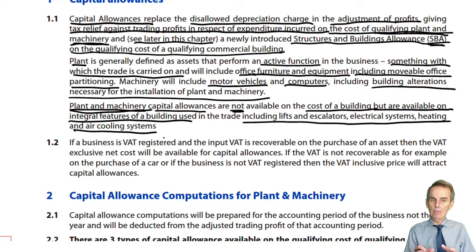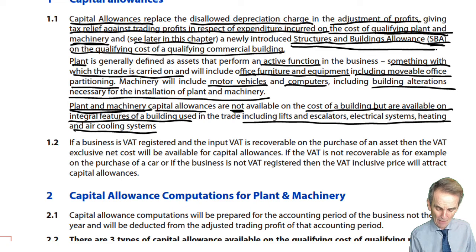If it is a building cost, then what we'll be looking for is the availability of the structures and buildings allowance, which, as we'll discover when we look at it, will come at a much lower level of capital allowance available to you in any accounting period.